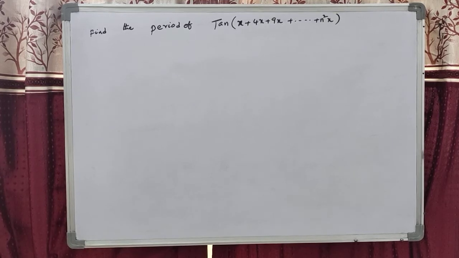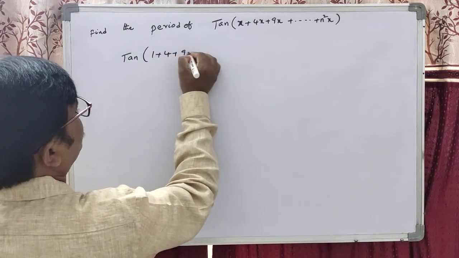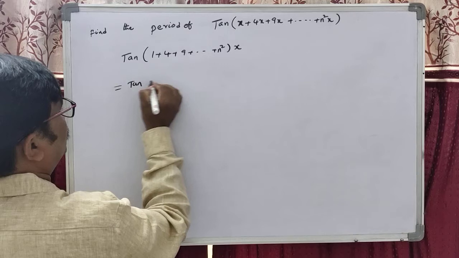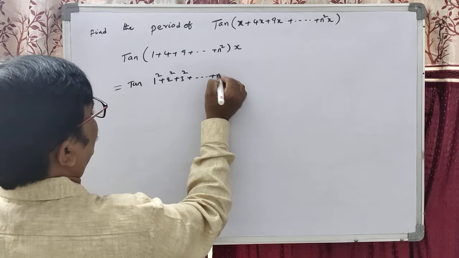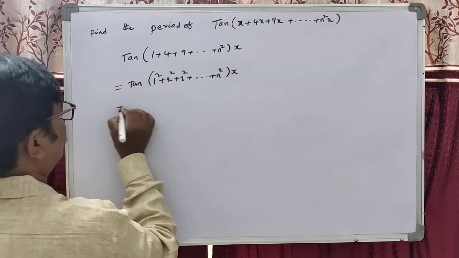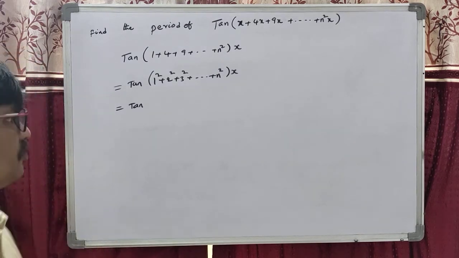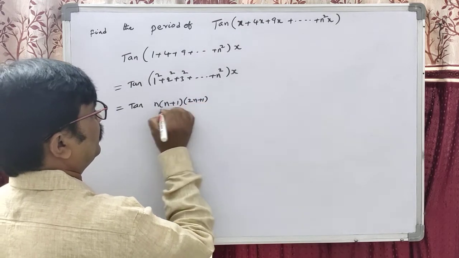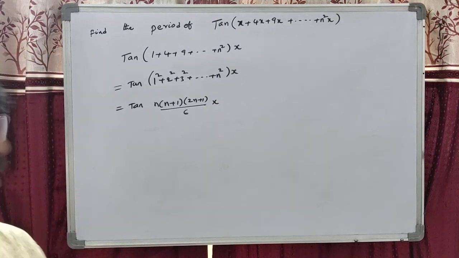Find the period of tan of x plus 4x plus 9x plus and so on, plus tan of n squared x. So students, tan of (1 plus 4 plus 9 and so on, n squared) into x. This is 1 squared, 2 squared, 3 squared and so on, n squared, into x. The sum of 1 squared plus 2 squared plus 3 squared and so on up to n squared is n into n plus 1 into 2n plus 1 by 6, into x.